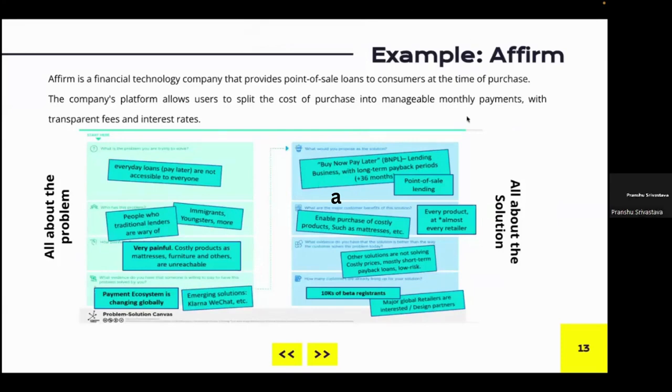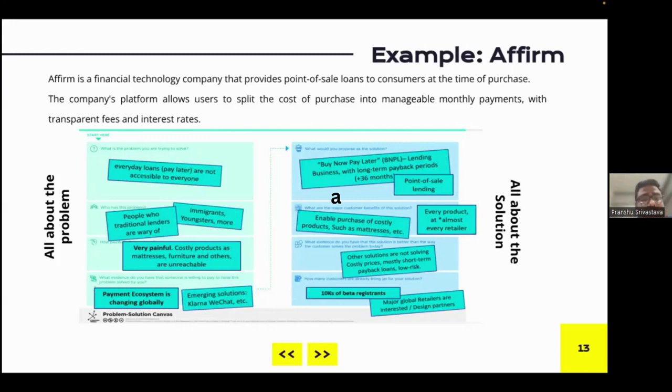So if I have to build such kind of a solution, these would be the right answers to the questions. What is the problem you are trying to solve? The problem we are trying to solve is that everyday loans are not accessible to everyone. As a customer, I need loans every day. Whatever transaction I am doing from my card, from my phone, from UPI, I want to convert any of those transactions into easy EMIs immediately. This is the basic problem statement.